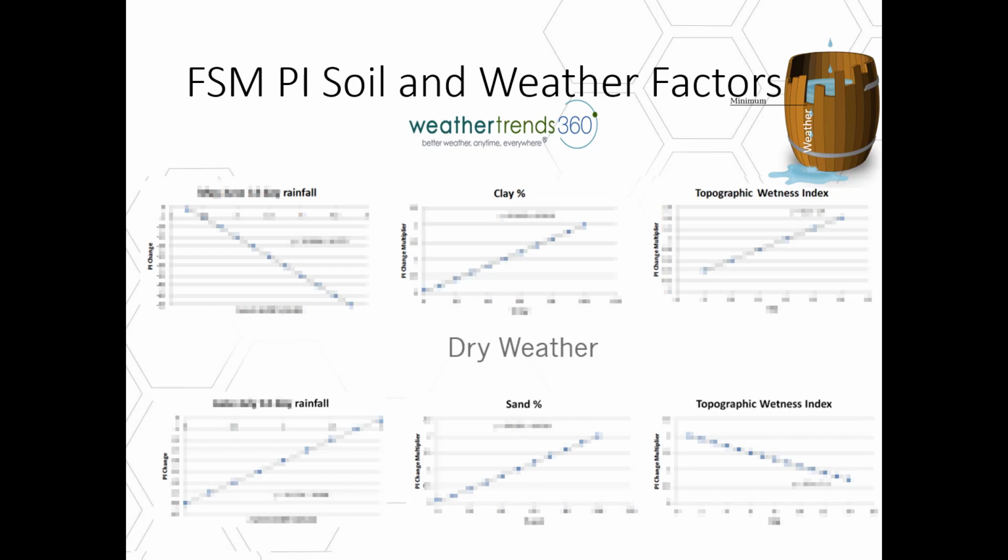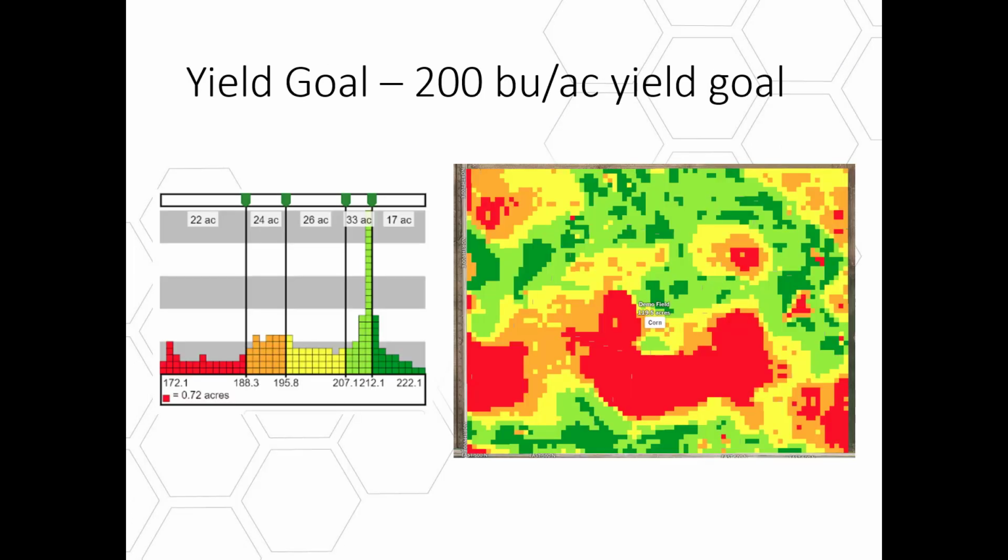The productivity index management zones are then modified using weather trends and long-term weather forecasts. The modification takes into account rainfall, soil texture, and where each management zone is located in the field relative to ponding and runoff. This index is called the topographic wetness index. Productivity index is just a scale of 0 to 10 showing differentiation between different areas of the field.